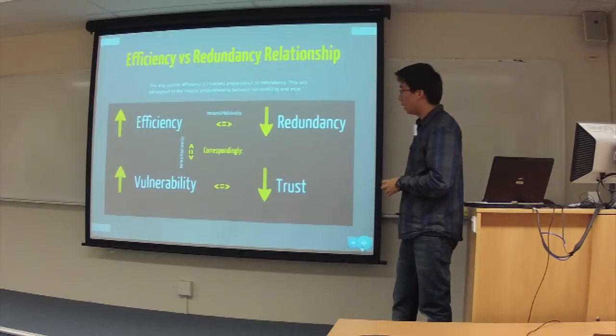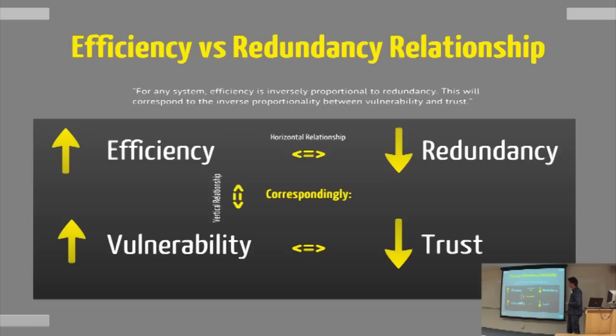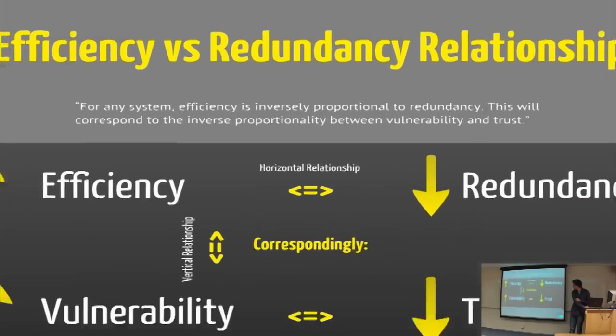So what I'm going to do today is talk to you about efficiency, redundancy, vulnerability, and trust when it comes to any kind of system and any kind of plan. For example, for any system, efficiency is inversely proportional to redundancy. This will correspond to inverse proportionality between vulnerability and trust. So this is just a relationship right here. This is a big relationship, and I'll get into the nuts and bolts of how this actually works. But I'll come back to this in a moment. Just think that all of this stuff is related to each other.